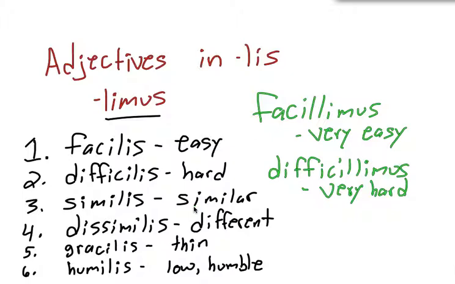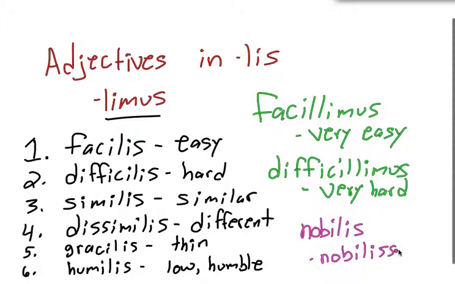So for instance, if I were to give you the adjective nobilis, which is not one of these 6, then its superlative would be nobilissimus. It would be formed regularly, okay, with the -issimus superlative ending. So just keep in mind that it's just these 6: facilis, difficilis, similis, dissimilis, and then gracilis and humilis, which form their superlative by adding -limus to the base.